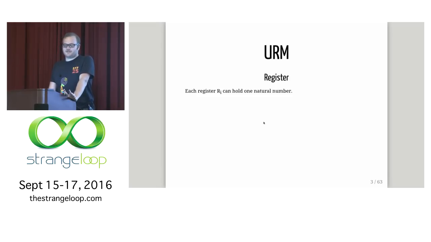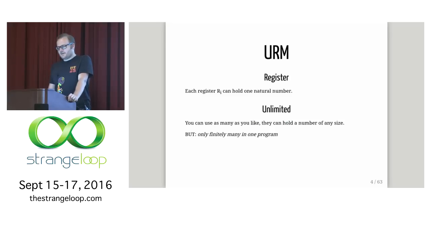A register is just a location to store a number. It's a natural number. It's unbounded, so it can be arbitrarily large, but it's finite. You're allowed to use as many registers as you want. There's an unlimited number of them, and the contents of an individual one is unlimited in size, but there's some finite number for a particular program. So you can use as many as you like.